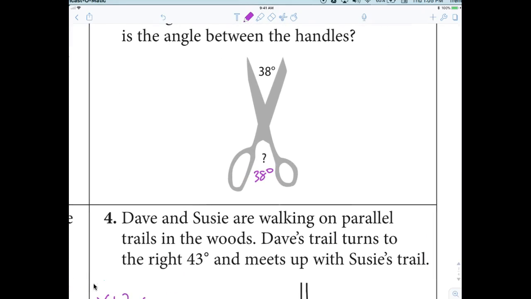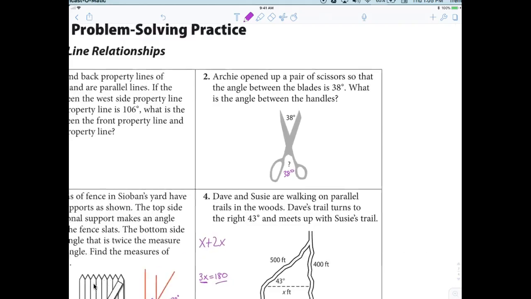Number 2, that was easy, right? That's just a vertical angle. 38 degrees.